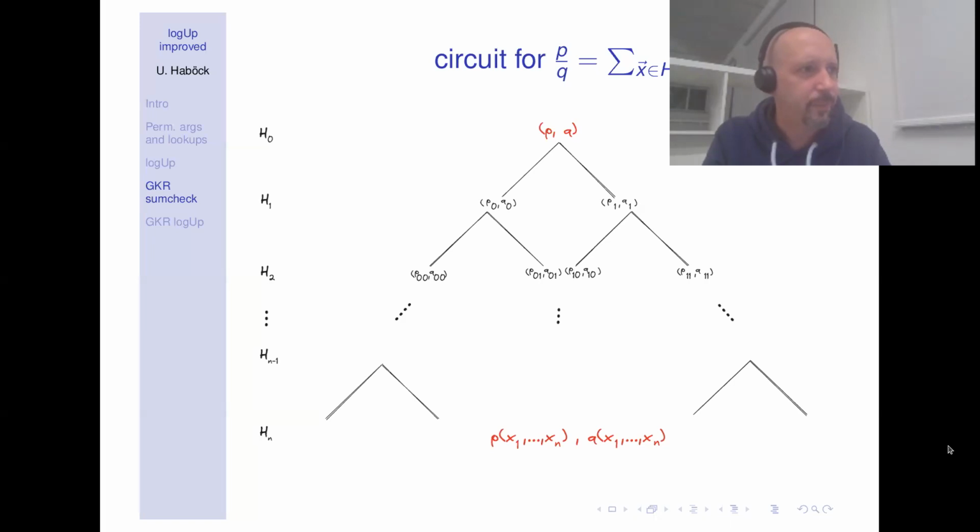Okay, thank you very much. Okay, so that's the circuit. It has a tree-wise topology. Each gate does the same. You take two, so you keep track of numerator and denominator in each step. So it just does the sum.